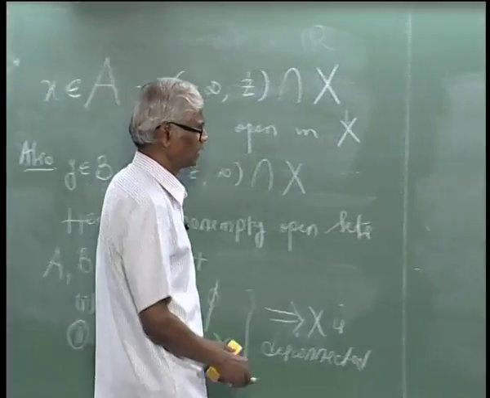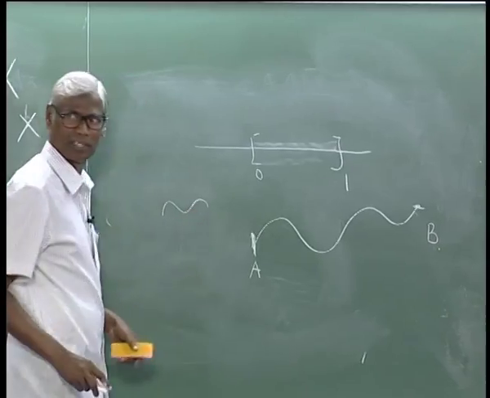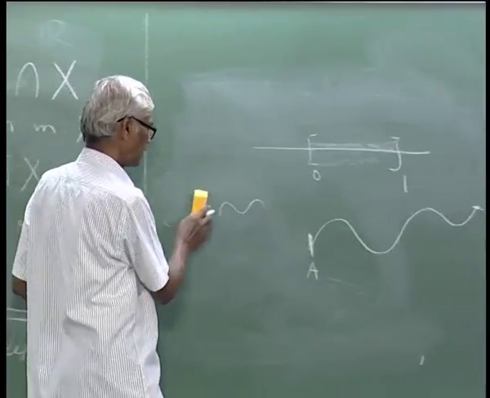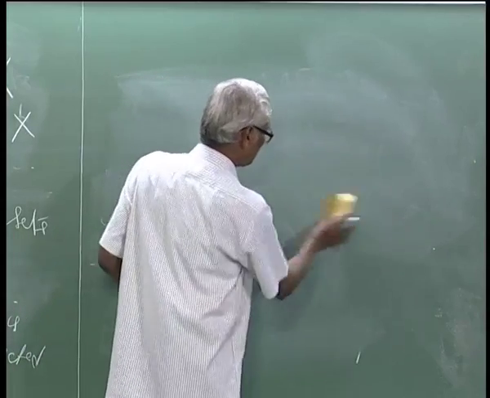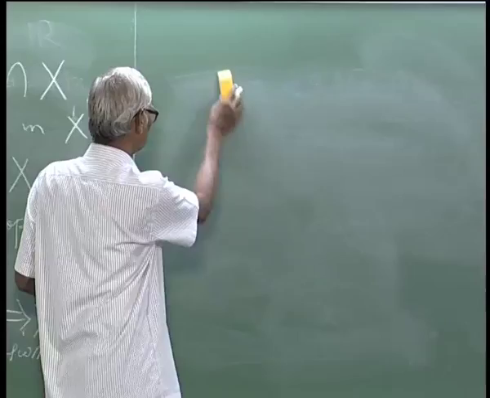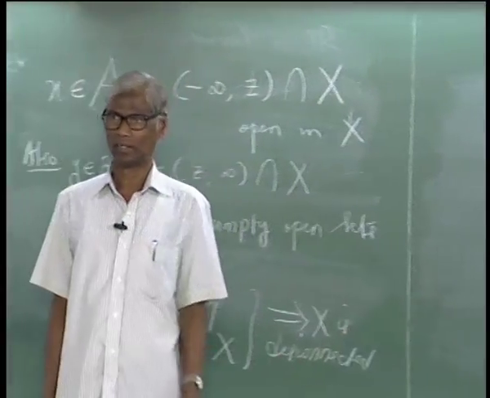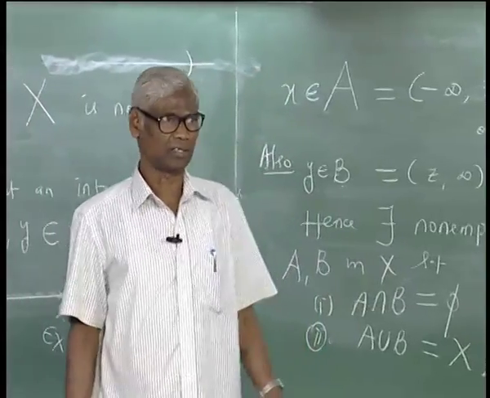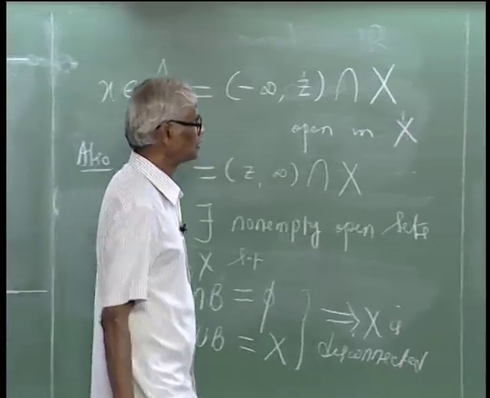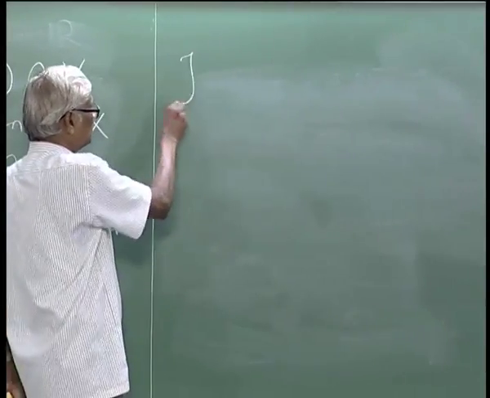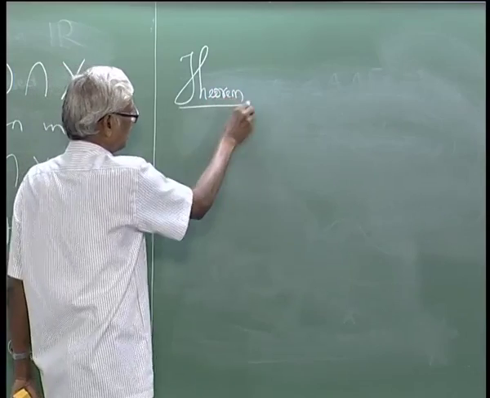So, similarly, even if we take an open interval, it may be a curve like this, these are all connected sets. For that, what we will prove is that the image under a continuous function, the continuous image of a connected set, is connected. So, we will prove this as a theorem.